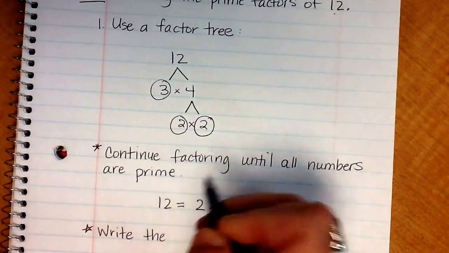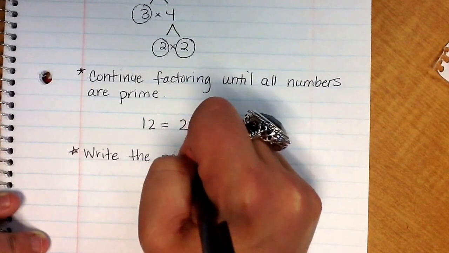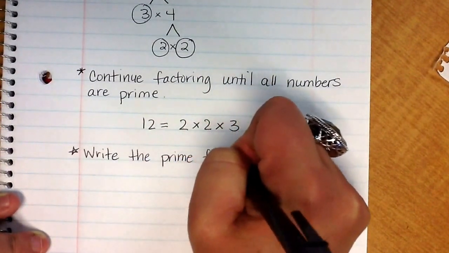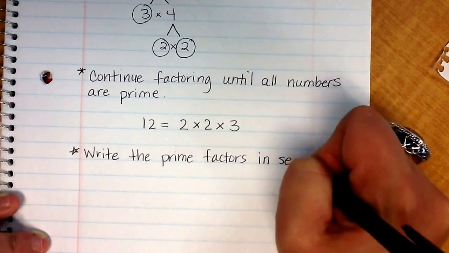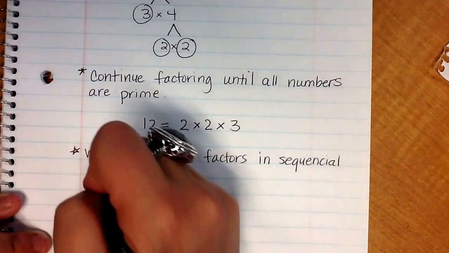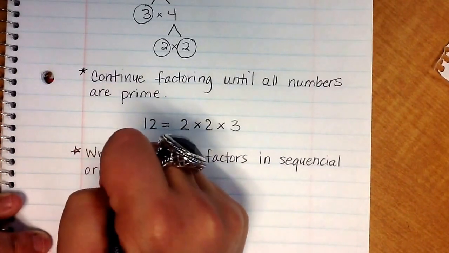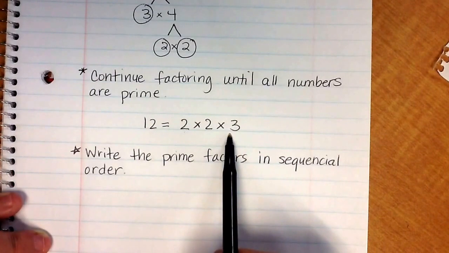Write the prime factors in sequential or sequence order. Meaning that you start with the lowest and then you go up to the highest factor.